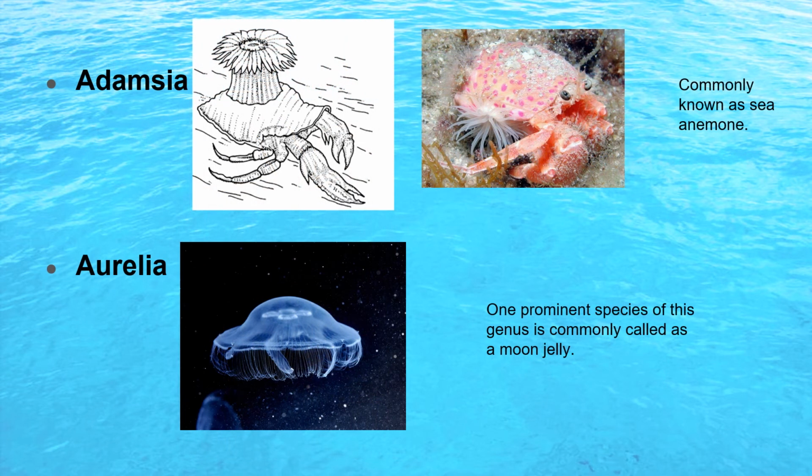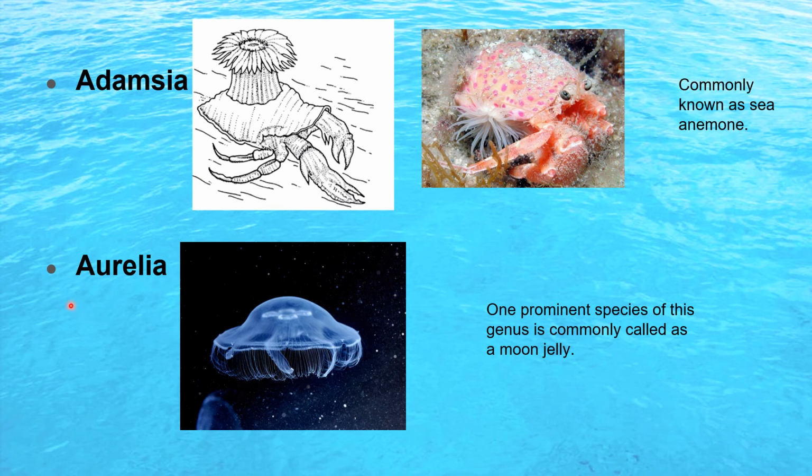Now let's look at Adamsia. Adamsia is a genus of organisms which are mutually symbiotic with hermit crabs, and they are commonly known as sea anemones. In this image, you can see the hermit crab and the Adamsia.